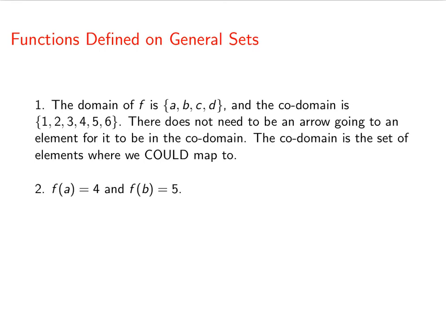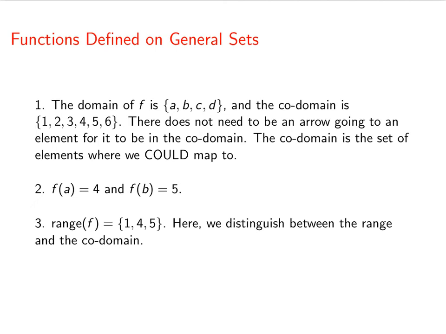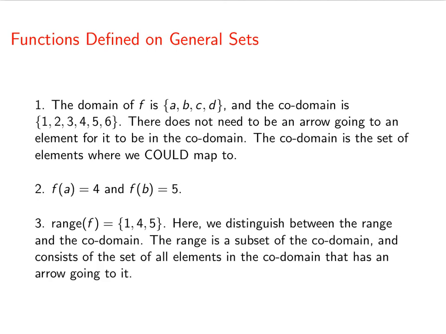f of a is 4, f of b is 5. The range of f is the set of all destinations for our arrows, so that's 1, 4, and 5. We're going to make a distinction between the range and the codomain. The range is a subset of the codomain. It consists of the set of all elements in the codomain that have an arrow going to it.